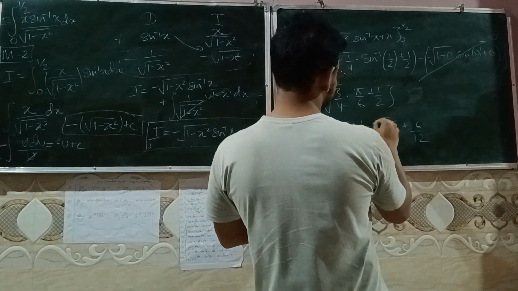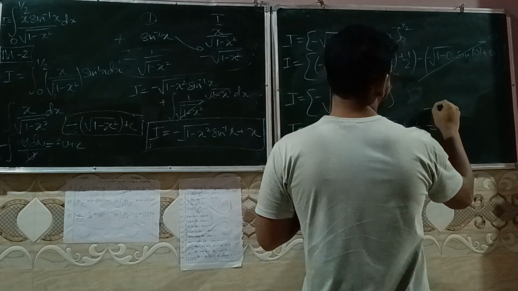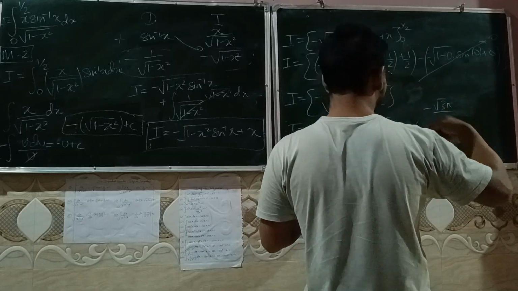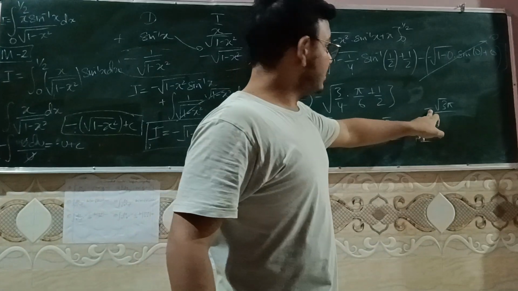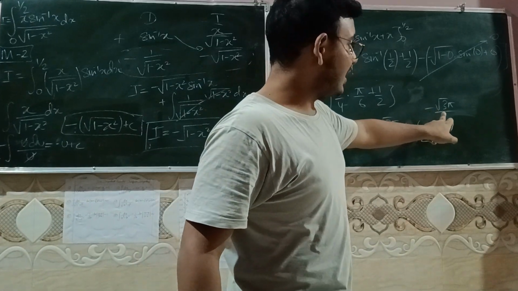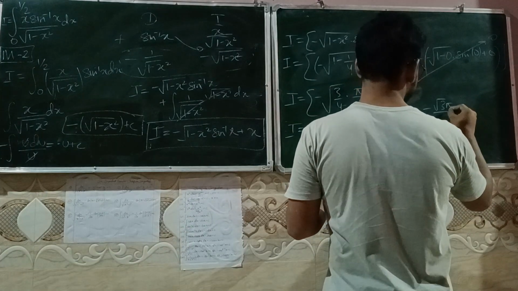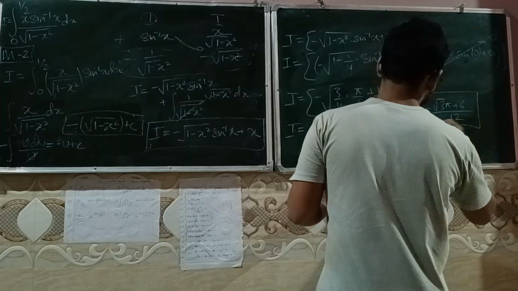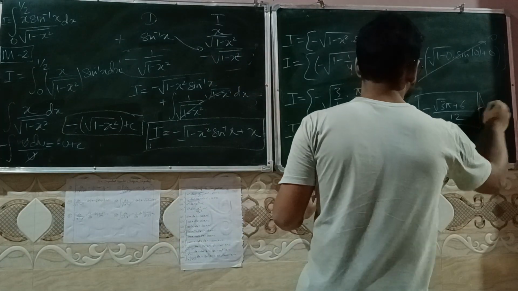And this is negative, don't forget it. This is our last step. We have negative the square root of 3 times pi, plus we have 6 over 12. This is our final answer, and we have successfully computed this integral.